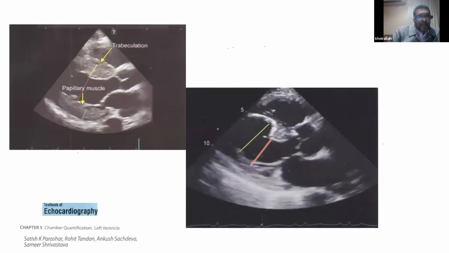And look at it here. Now, if this is RV trabeculation, and you drop the line like this, you have included part of the RV. So you have to be careful. This is the right one. And also here, in the posterior wall, this is the thickness.